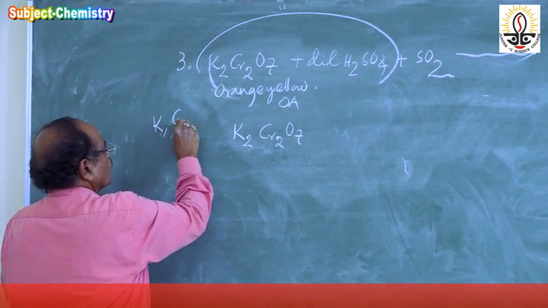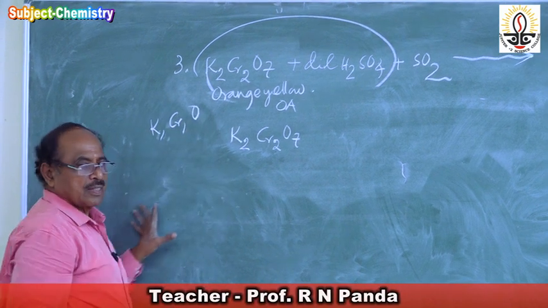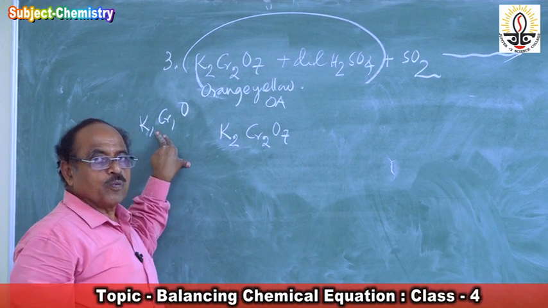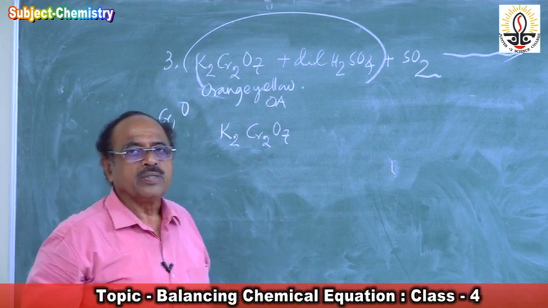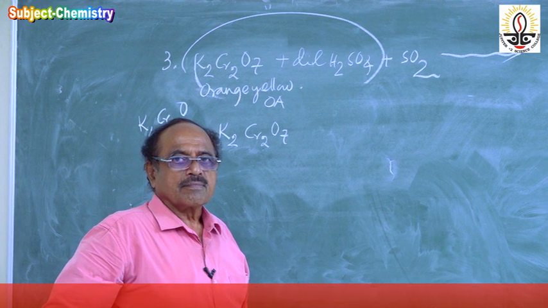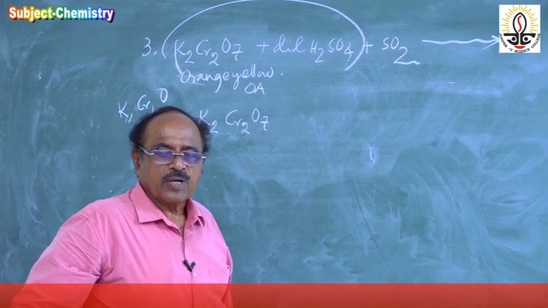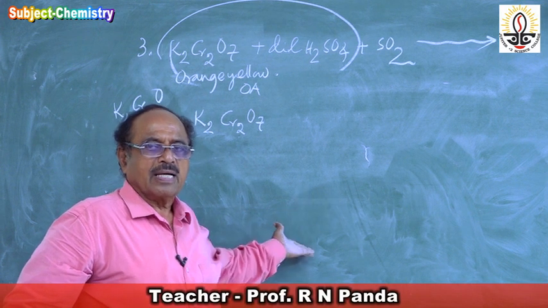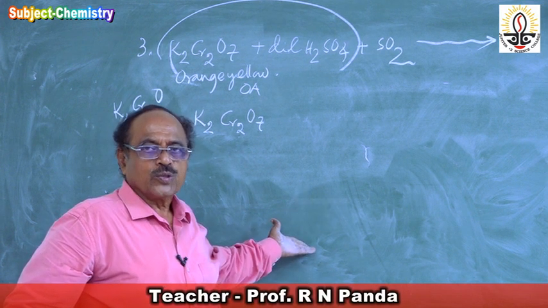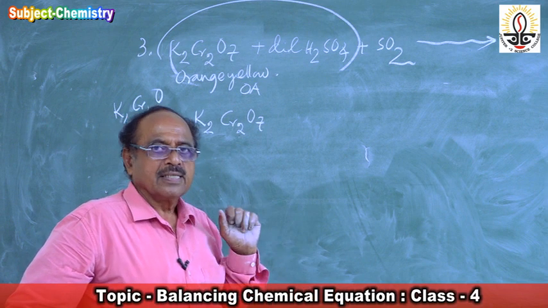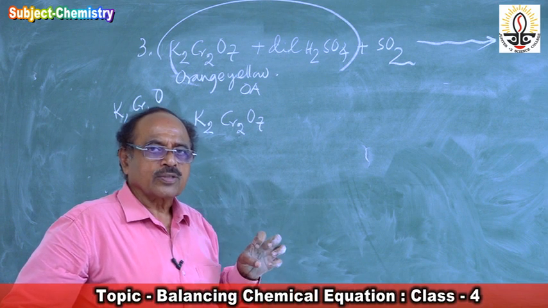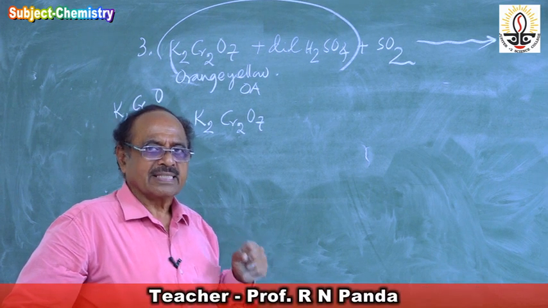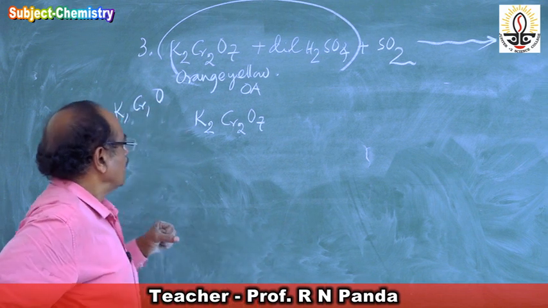And which elements are present here? Potassium, chromium, oxygen. If you look at the periodic table, potassium is present in group 1A. I told you it is an alkali metal. In the modern periodic table, group 1A, I wrote the periodic table in one class while teaching you valency. It is valency 1. It is a highly electropositive metal.